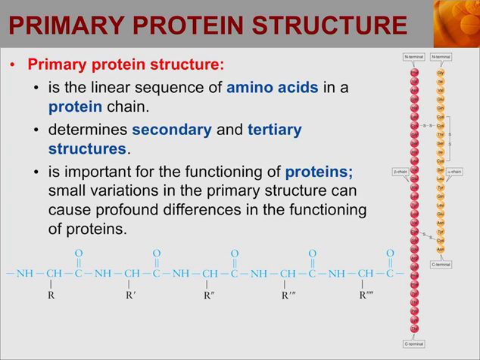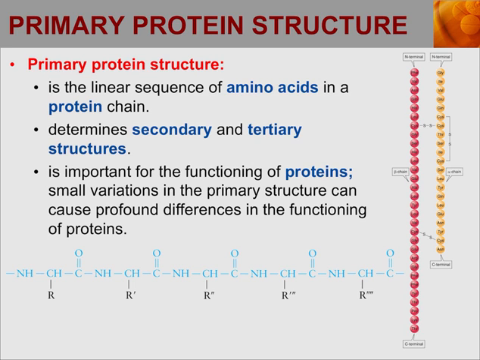Hi everyone. In this video, we're going to talk about protein structure. How does a protein get its shape, for instance? So there are four different types of structures for a protein. There's the primary structure, the secondary structure, the tertiary structure, and finally the quaternary structure. So let's just step through each type of structure.